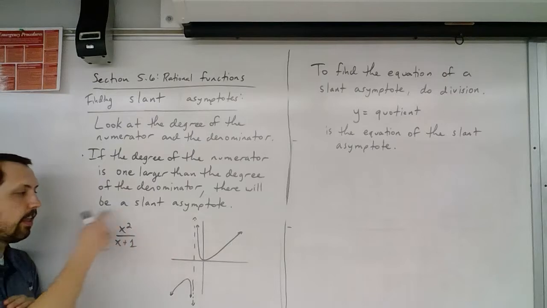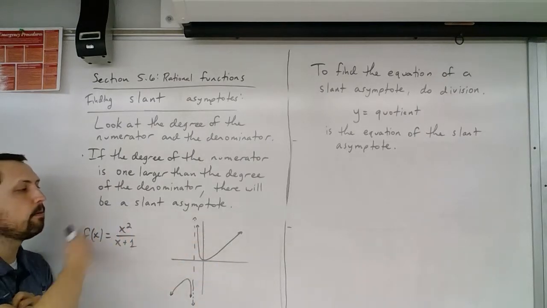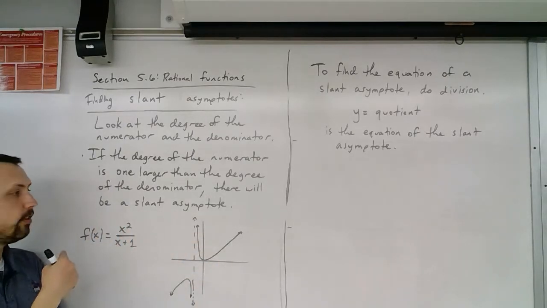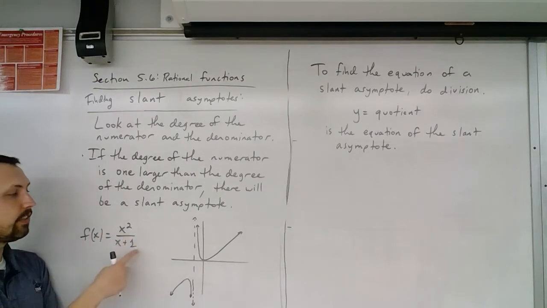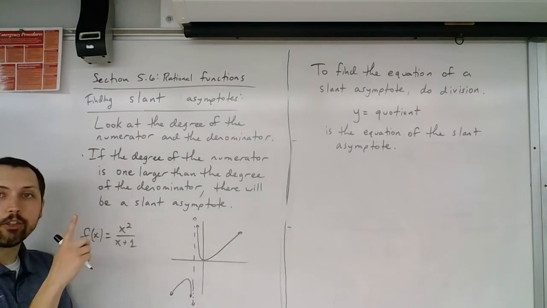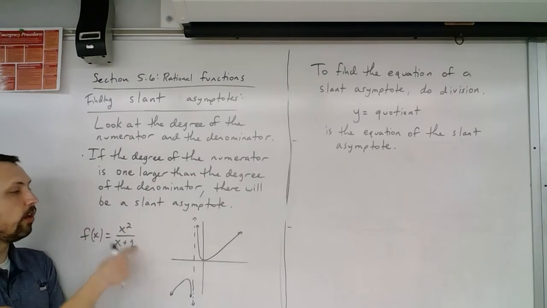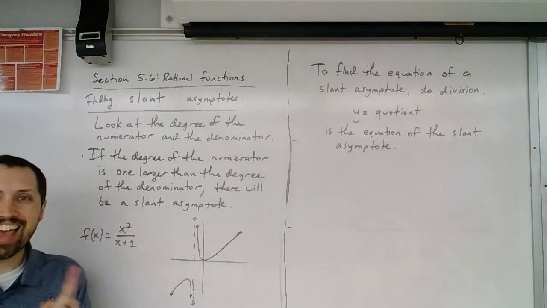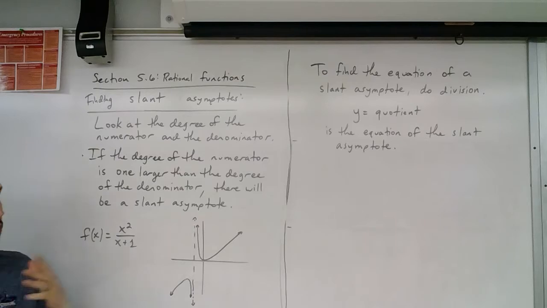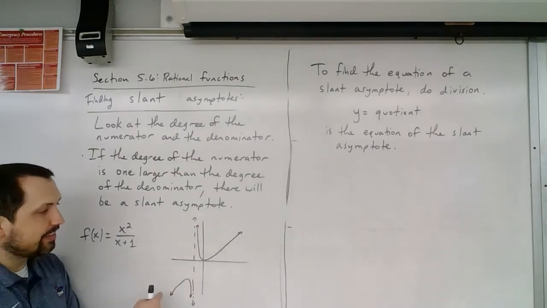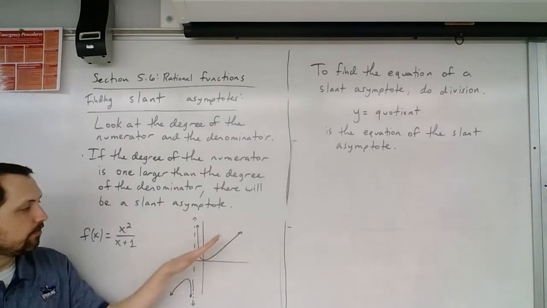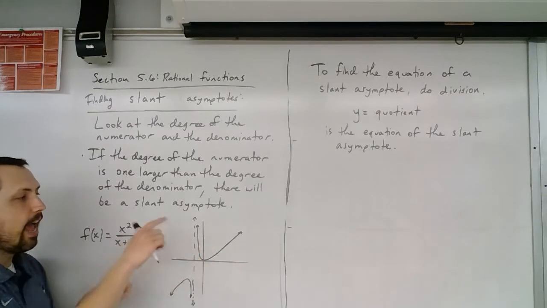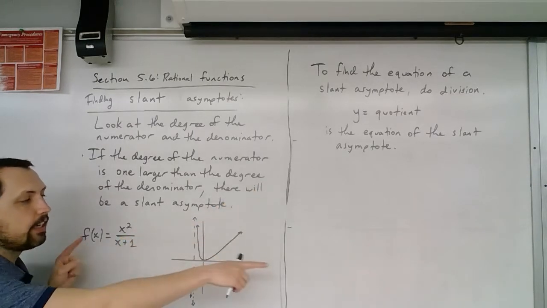So here is the example that we looked at last time of a rational function where the degree of the numerator was larger than the degree of the denominator, but in this case, the degree is 1 larger. This is 2, this is 1, so here we have a slant asymptote. What a slant asymptote is, is this line that our function seems to be approaching as we go off to infinity and negative infinity.